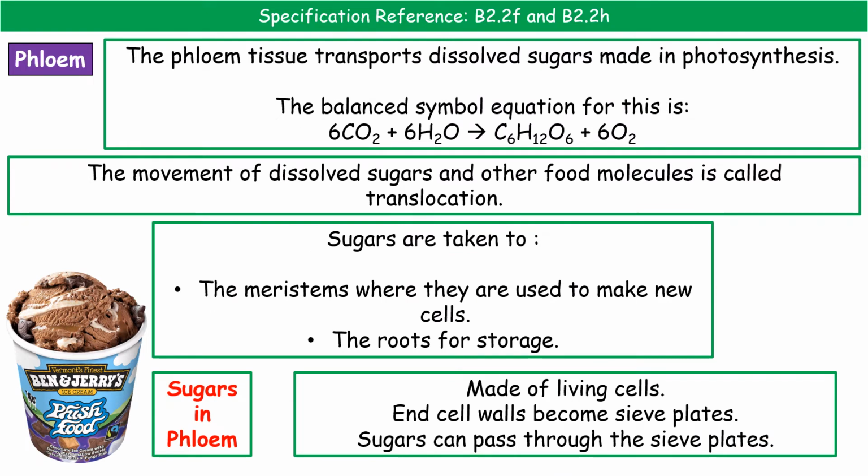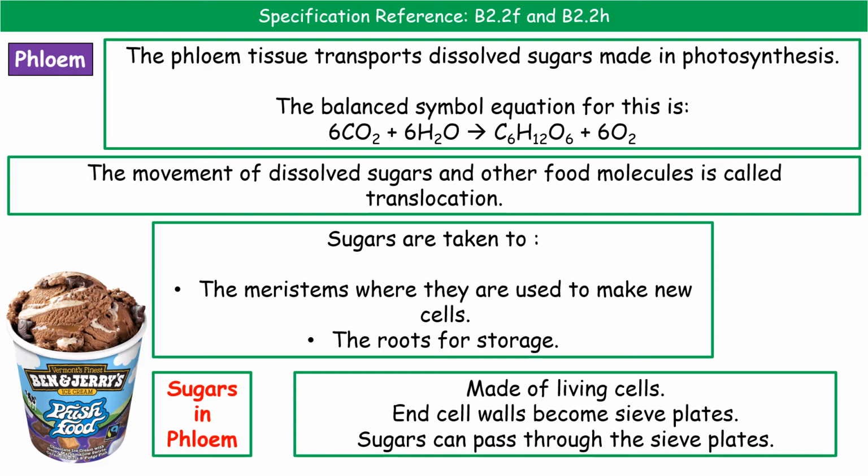Tissue type number 2 in our plants is phloem. Now the phloem is all to do with transporting sugars that are made in photosynthesis. So throwback to our B1 work on photosynthesis, balanced symbol equation there just to remind you. Now what we actually find is that the process through which we move these sugars is called translocation. So that is the movement of dissolved sugars, and these may go up or down the plant. So this is like two-way movement.